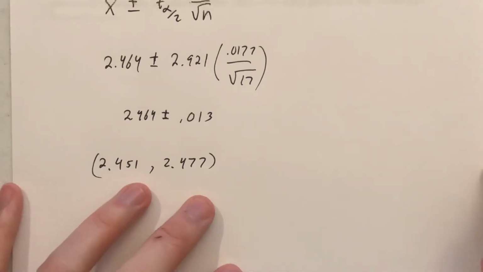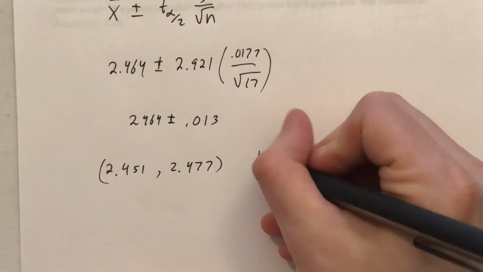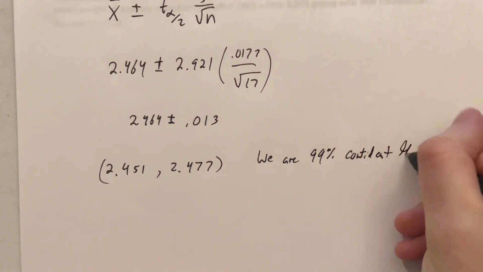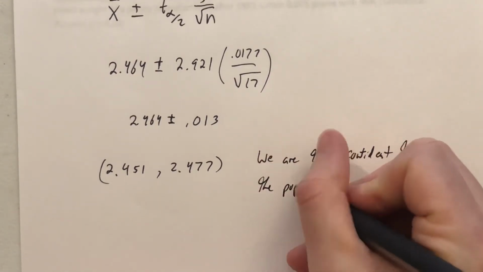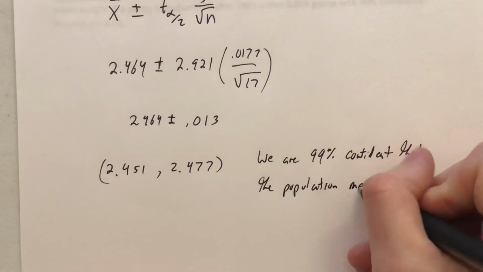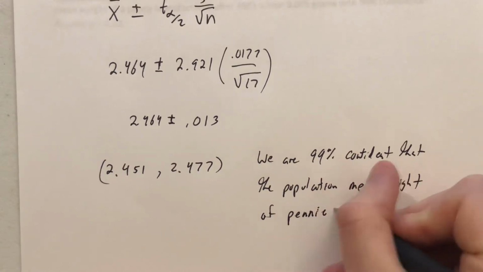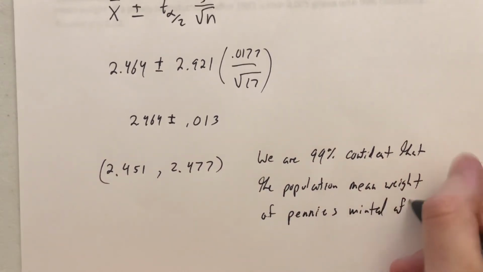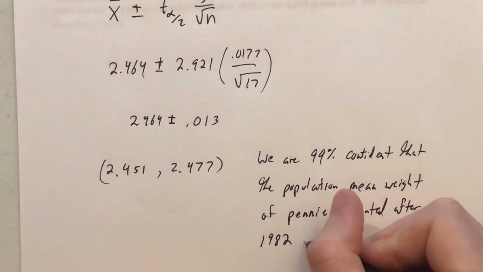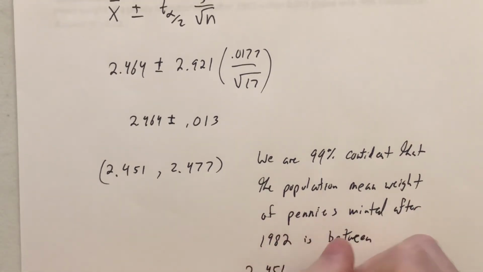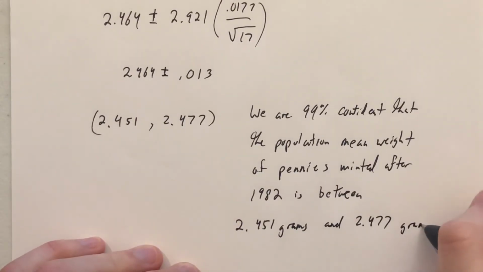And it has pretty much the same interpretation, just the same sentence structure. We would say we are 99% confident that the population mean weight of pennies minted after 1982 is between 2.451 grams and 2.477 grams.